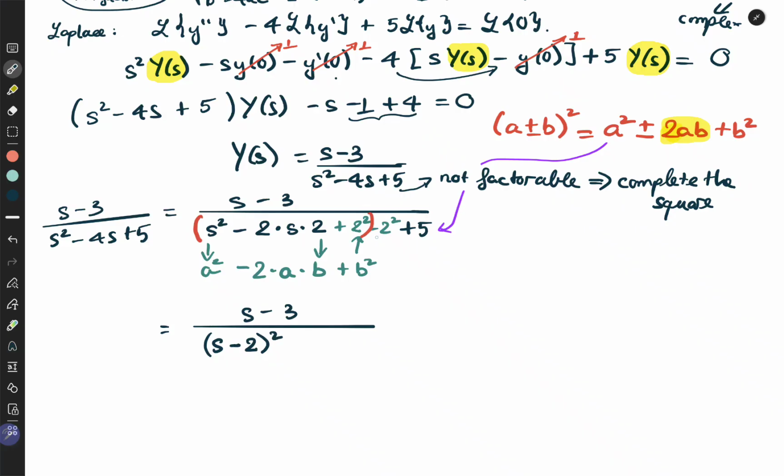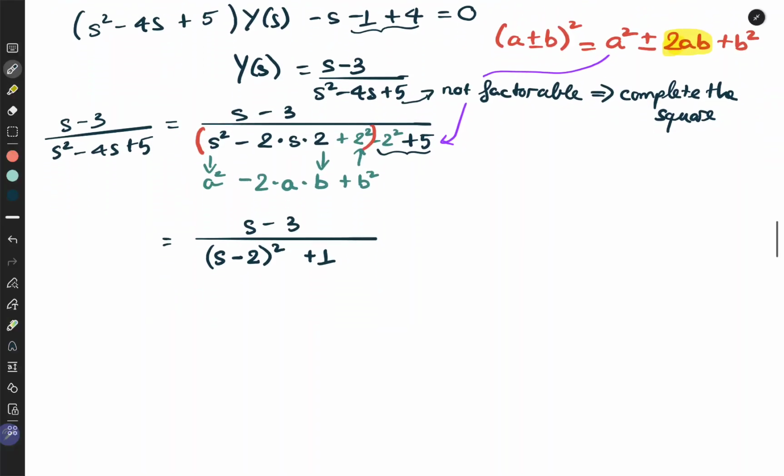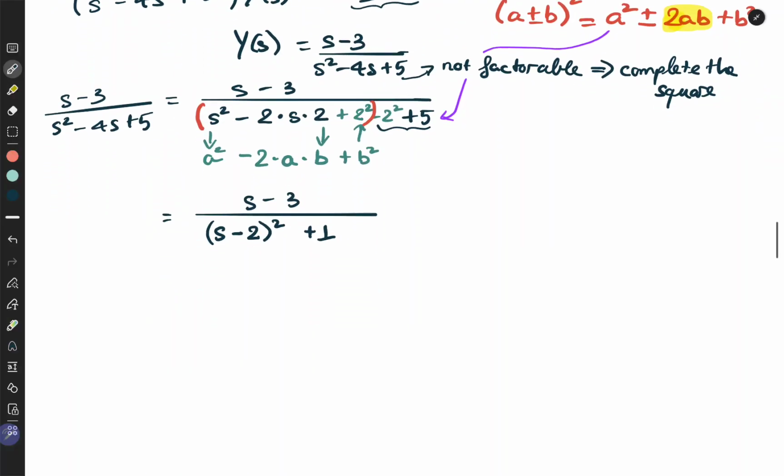How about the last two numbers? Negative 2 squared plus 5 is negative 4 plus 5, that is plus 1. Now, same as example 3, you're going to ask yourself a question: why do I need the denominator to look like that? Because there are two Laplace transforms, e to the at cosine bt, that have exactly the same denominator, looking like that.